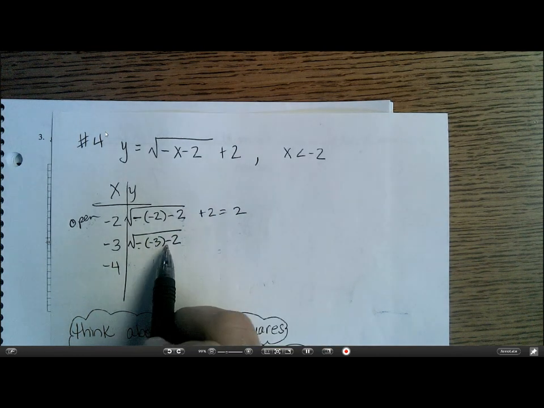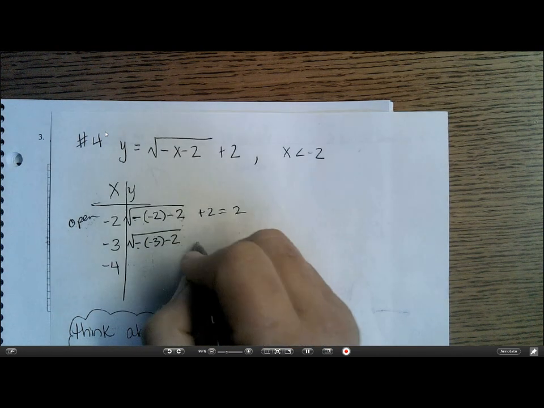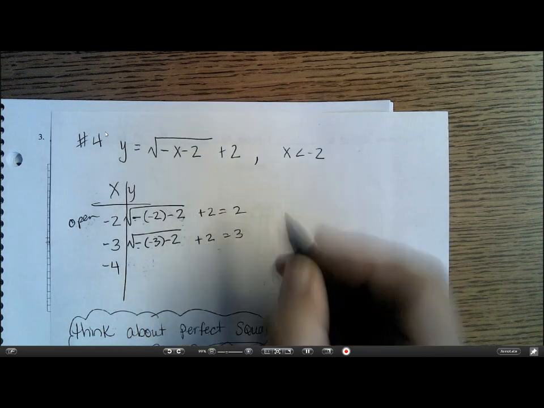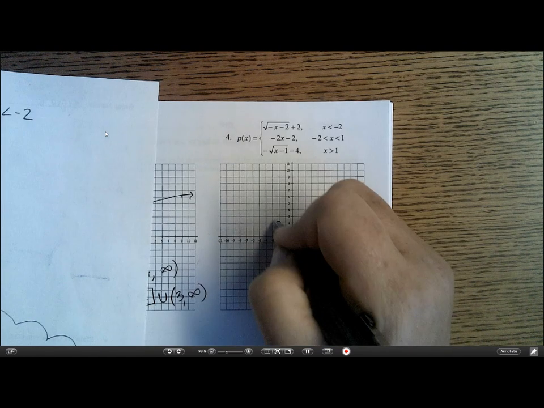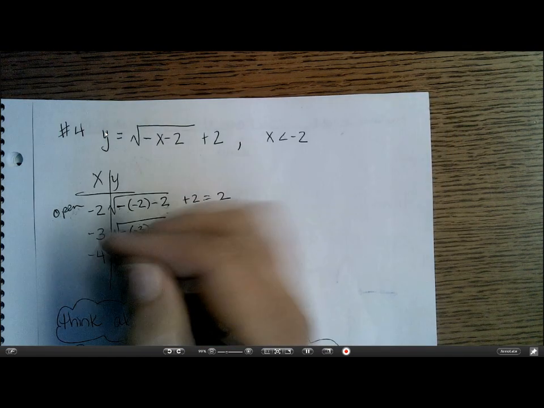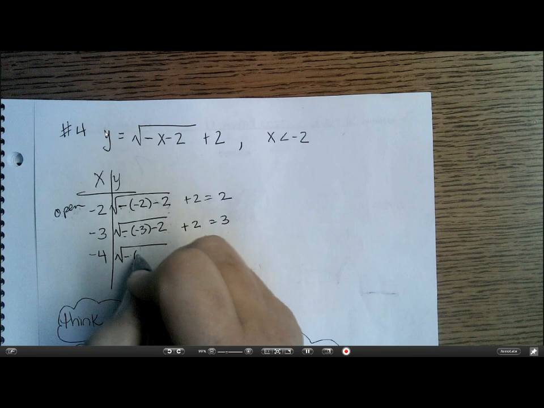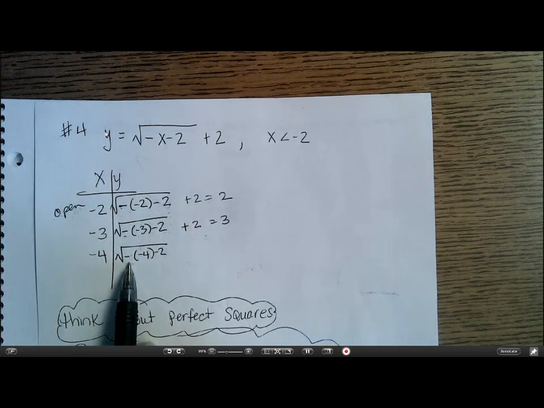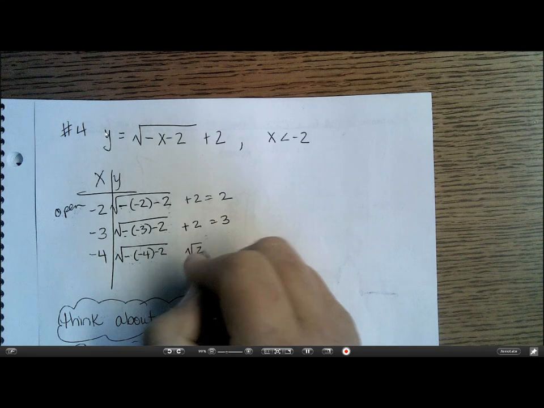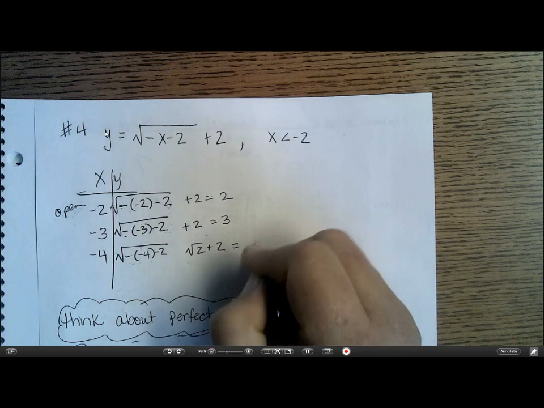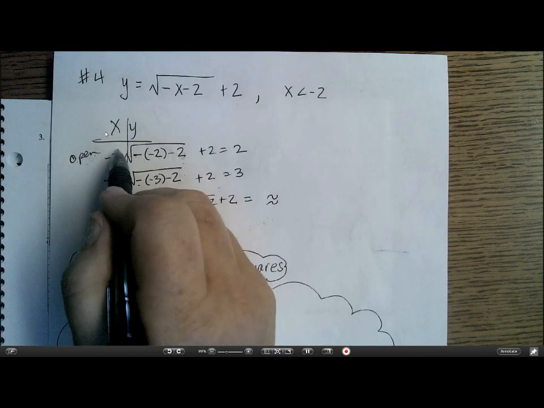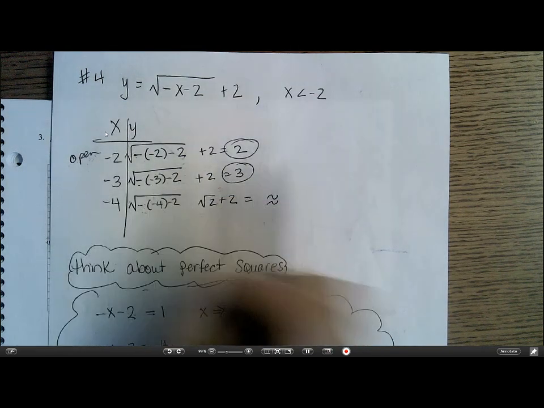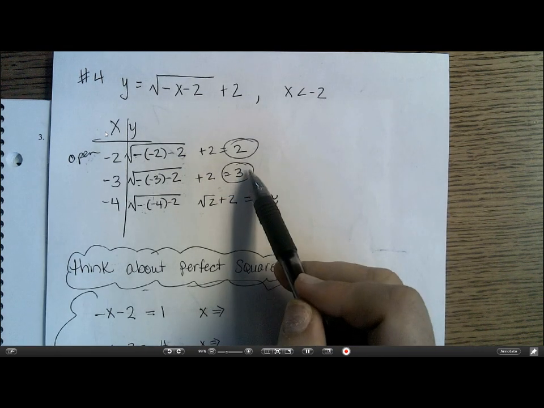Now let's plug in -3. This gives me 3 minus 2 is 1. Square root of 1 is 1. Plus 2 is 3. So I've got the point -3, 3. And then something unique happens here. This gives me 4 minus 2, which is rad 2 plus 2, which means I kind of have to approximate it. So what would make sense would be for me to try and get nice numbers where I can get nice integers for my outcome.